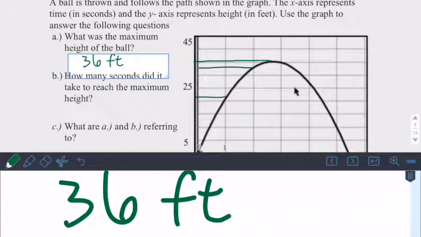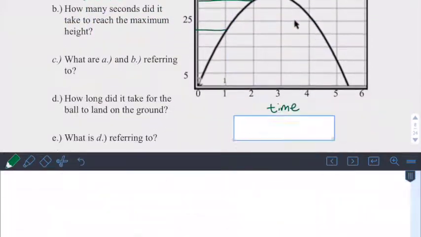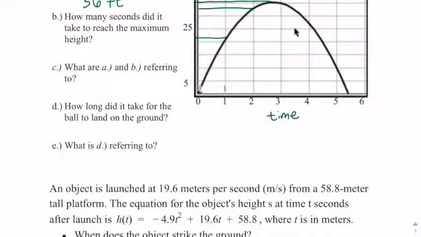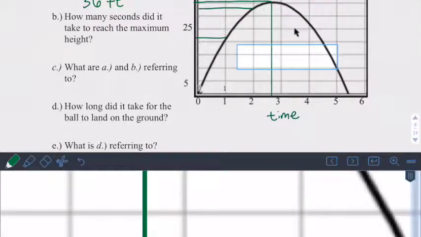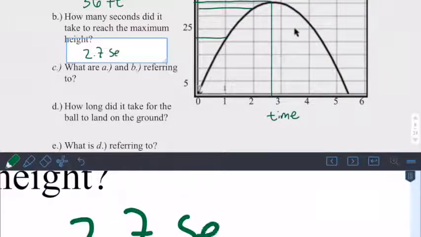How many seconds did it take to reach the maximum height? Well, here's our maximum height. And it took about, let's estimate, 2.7 seconds. Again, it doesn't have to be perfect, but that's how long it took to reach our maximum height.